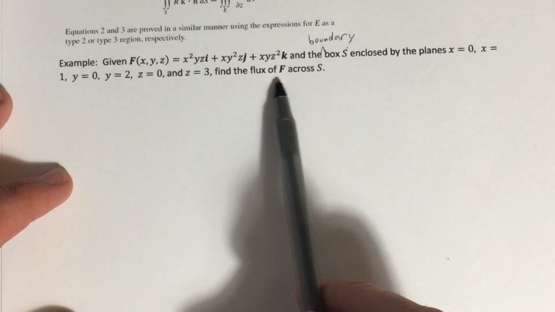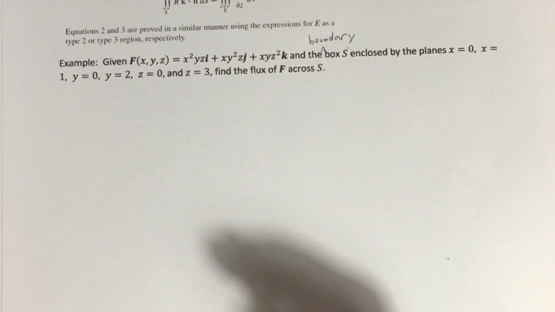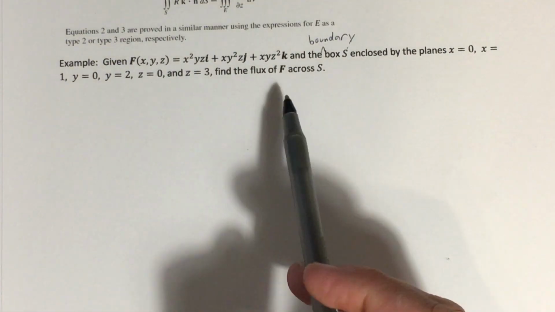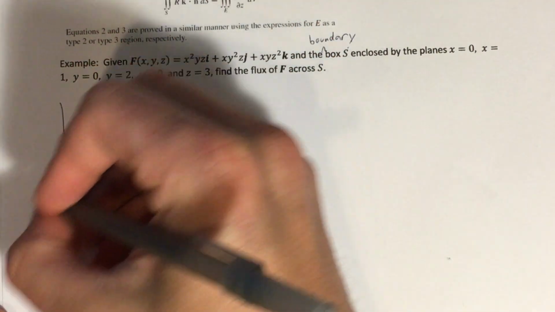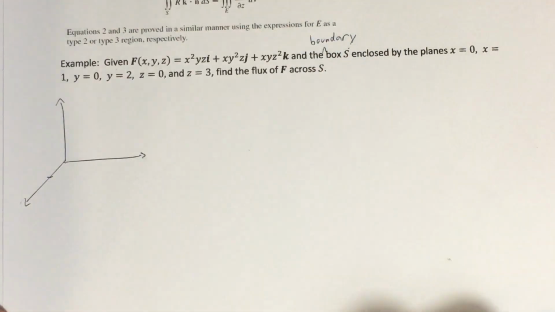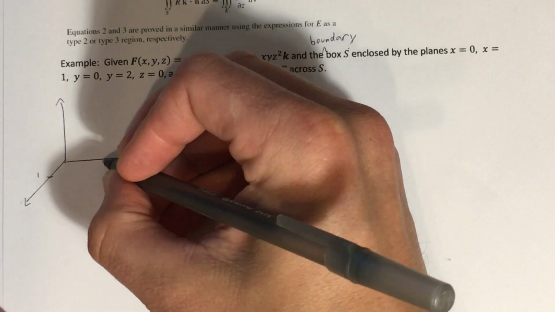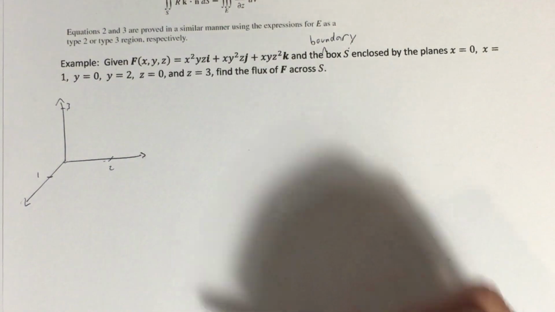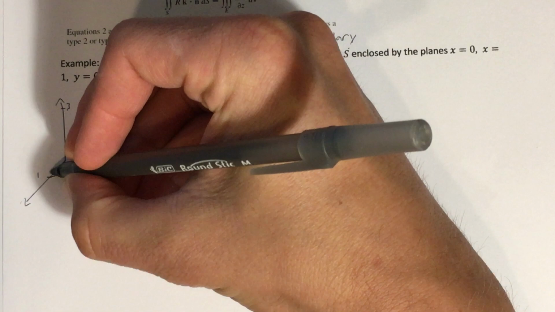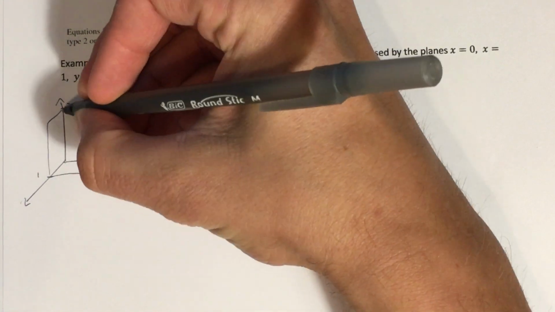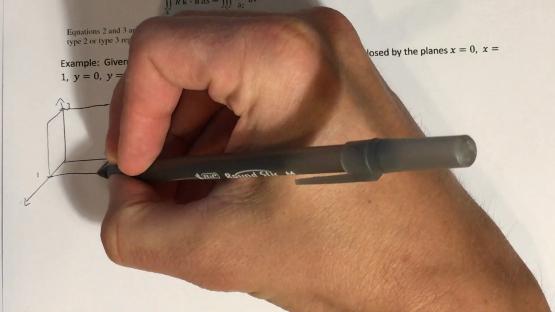Our goal here is to find the flux of F across S, which is the same thing as finding the surface integral over S of F dot dS. So let's start by sketching this box, just to see what we're working with here. X is equal to 1, y is equal to 2, z is equal to 3. The box enclosed by these planes, you can see, would look like this. It's this guy right here.